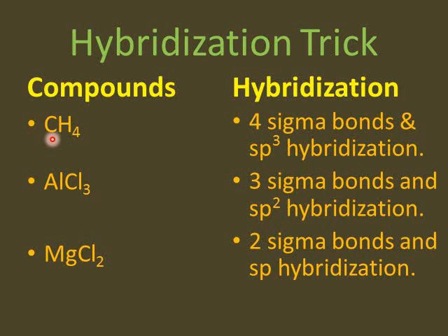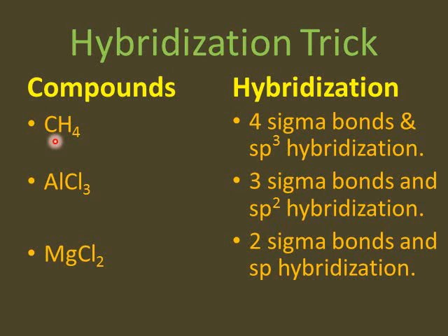The central atom is the atom which is bonded to all other atoms, or it is bonded to atoms which are multiple in number. Like carbon is single, but hydrogen is multiple in number. So here carbon is the central atom. Now we have to go with carbon.